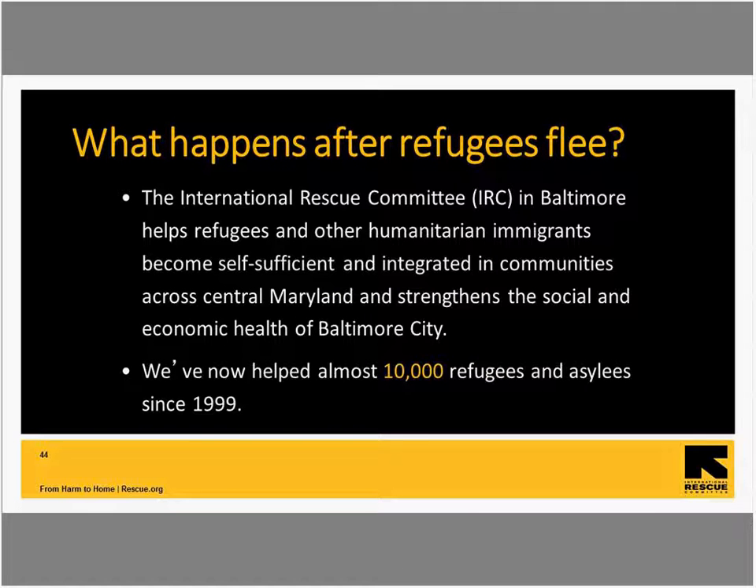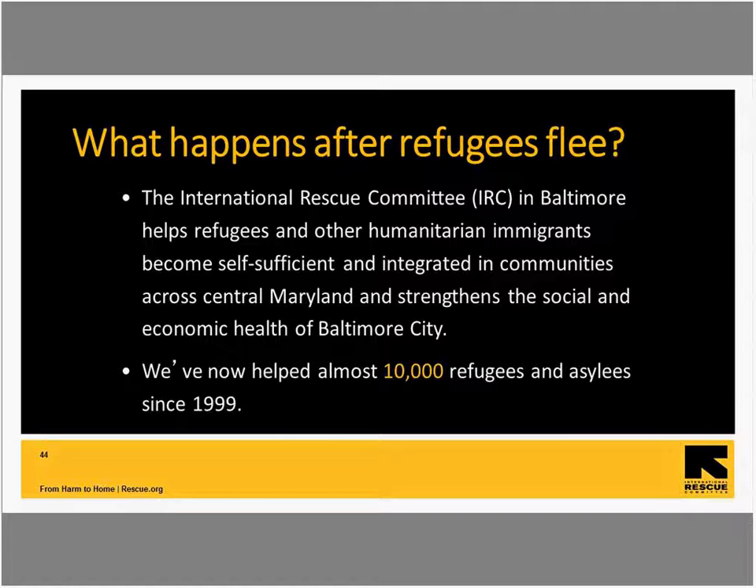The International Rescue Committee has offices all around the country, so this isn't just the one in Baltimore. We help refugees and other humanitarian immigrants become self-sufficient and integrated in communities across Maryland and strengthen the social and economic health of Baltimore City.